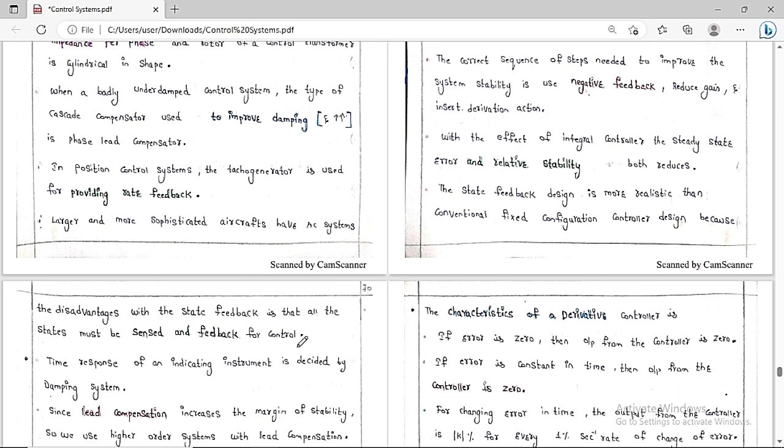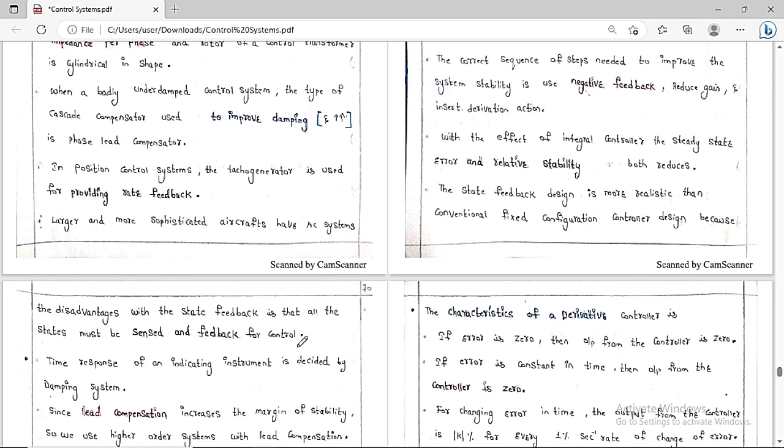So basically, what I am trying to tell you is that the state feedback design is somewhat more realistic than the conventional fixed configuration controller design. Controller design we can do by two methods. One is the state feedback design and the other is the conventional fixed configuration. Out of this, state feedback design is more realistic. And in the case of state feedback, all the states should be sensed and fed back for the control.